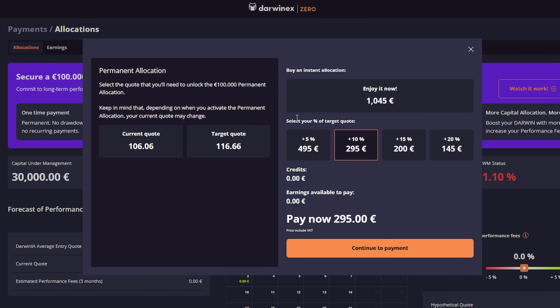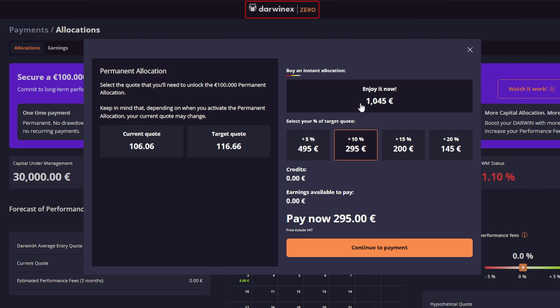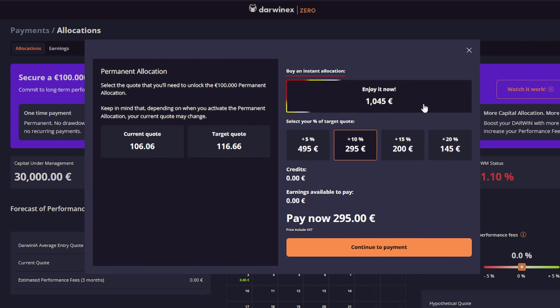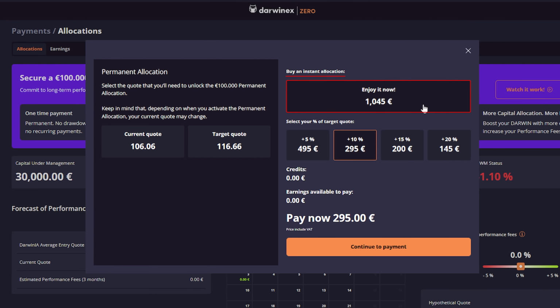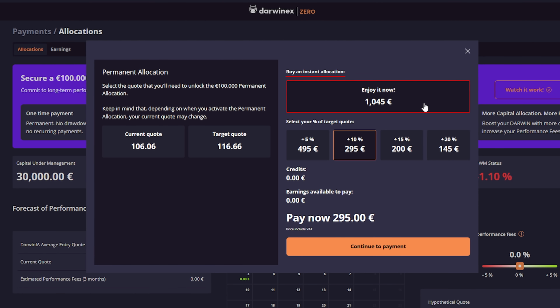And one more update from DAO1X is that recently they launched the instant allocation. So for about 1,000 euro you can get instant allocation, but I'll suggest you do that only if you have a good expert advisor.